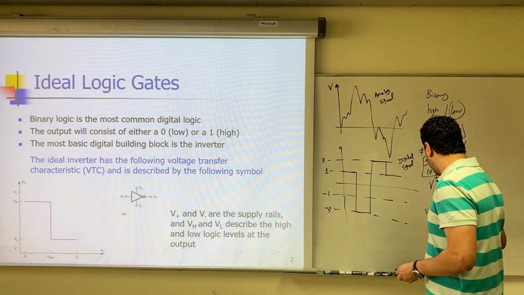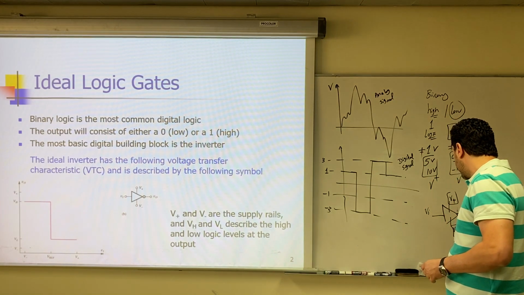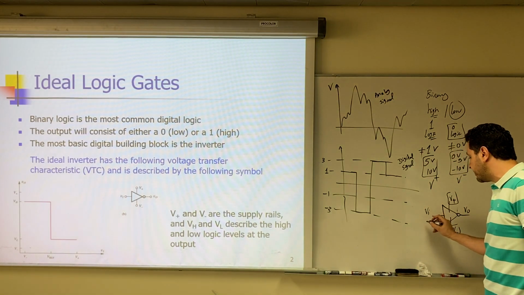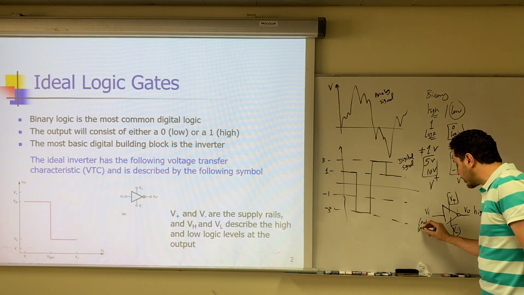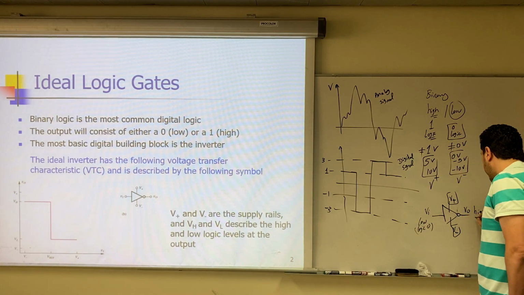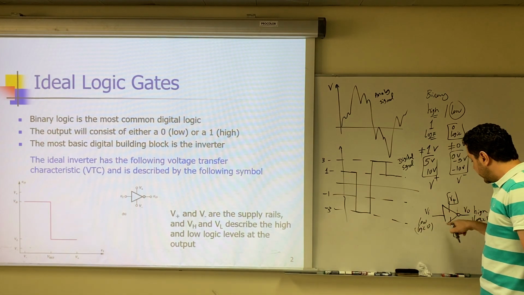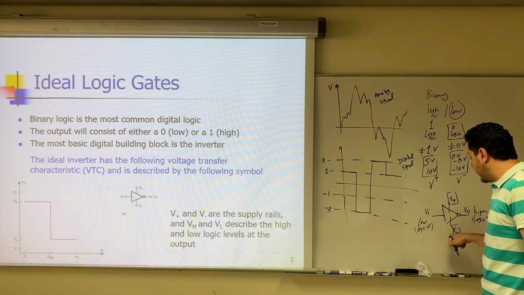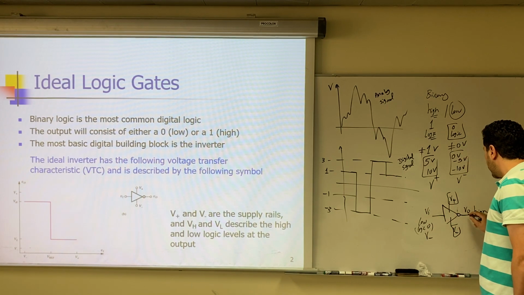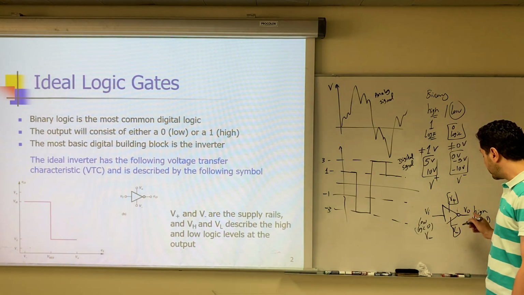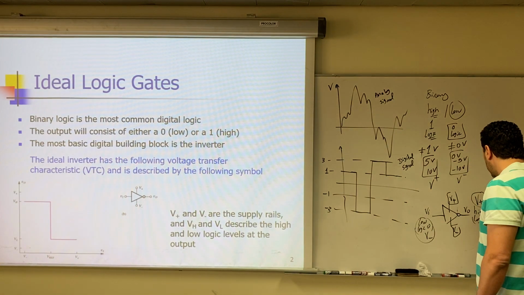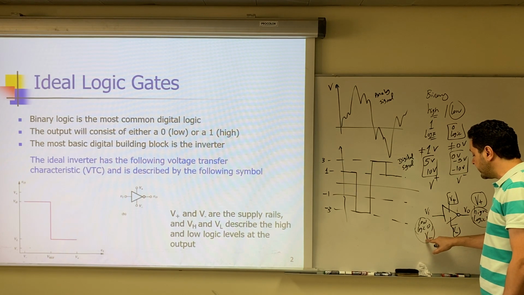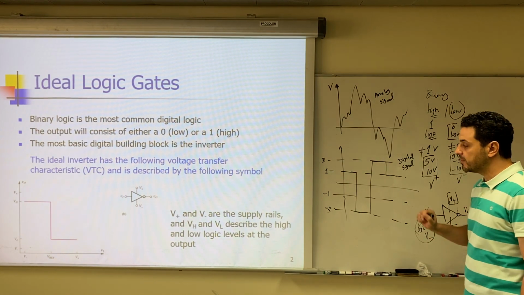V plus and V minus here are the high level and the low level. So for example, in the inverter, if the input is low, then the output will be high. If the input is logic 0, then the output will be logic 1. Here, in this setup, logic 0 means low level, which is V negative. The output will be high, logic 1, which means V positive. So logic 0 and logic 1 are represented by the voltage levels V negative and V positive.